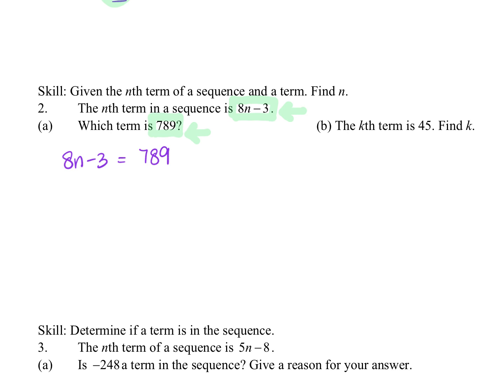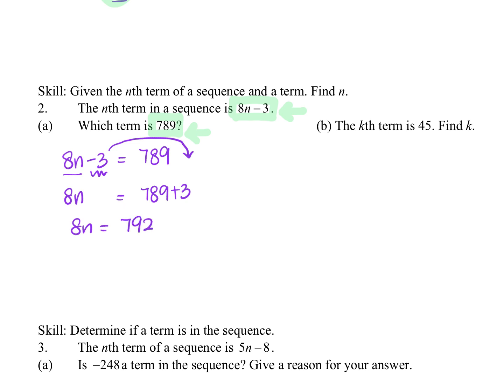Which one do we need to get rid of first? We notice that 8n has 8 bodyguards with n itself, right? So we'll keep 8n and we'll get rid of the outermost enemy. This is minus 3. So we will cross over to the other side. Undo the operation. This is minus 3, so we will add 3. 789 will have a plus 3. Therefore, 789 plus 3 will give you 792. 8n equals the number 792.